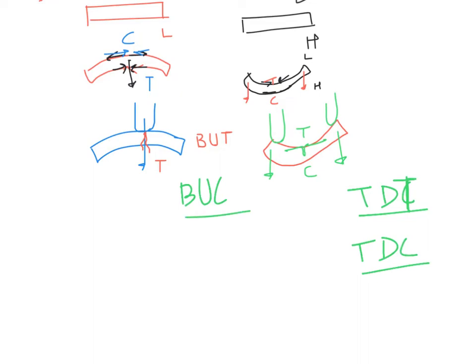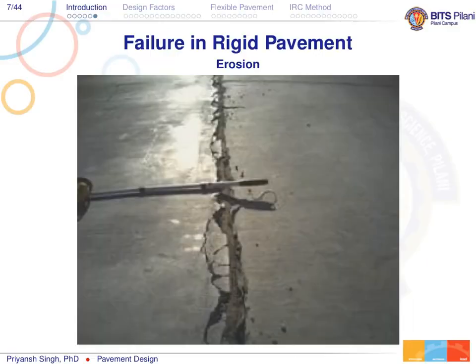Now, both of these are forms of fatigue cracking, and these cracks start coalescing, propagating, and increasing with an increase in the number of repetitions of the load. This is the first criterion which is accounted for in case of rigid pavement design. Another mode of failure which is accounted for in designing of the rigid pavement is erosion.